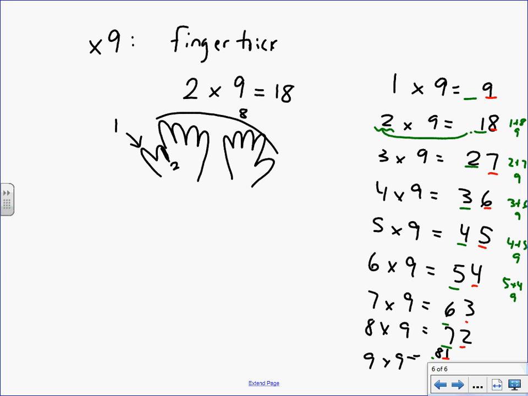So for example, if I do 6 times 9, the answer cannot be 57 because when I do 5 plus 7, it's not equal to 9. So you have to make sure that your 2 digits, when you add them, give you 9.